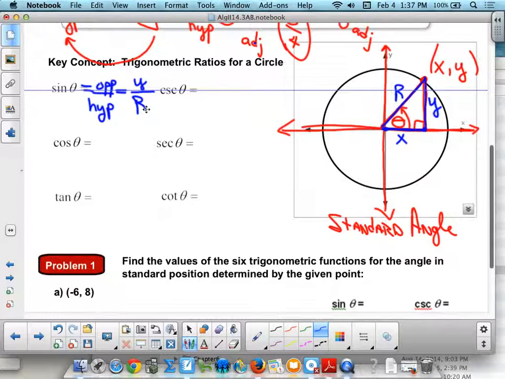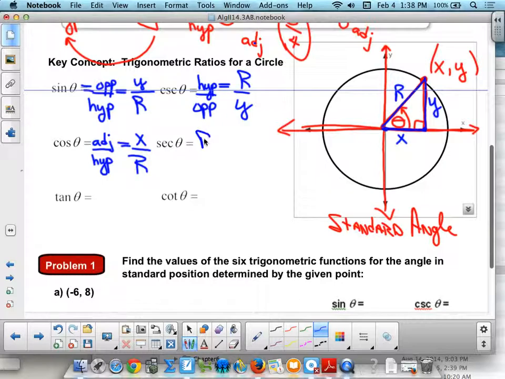Now, cosecant is the reciprocal function. That would just be hypotenuse over opposite. So really just flip these two letters: r over y. Okay? Now let's think about cosine. Cosine is just adjacent over hypotenuse. So now look at your x, y, r's over there: x over r. I hope this is getting easier. The reciprocal function secant would be r over x.